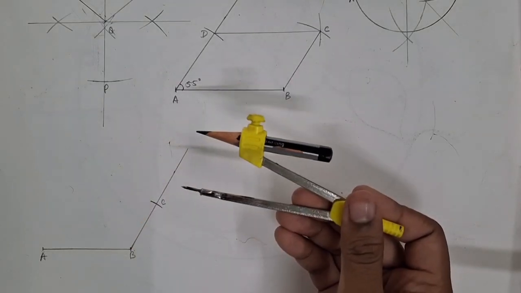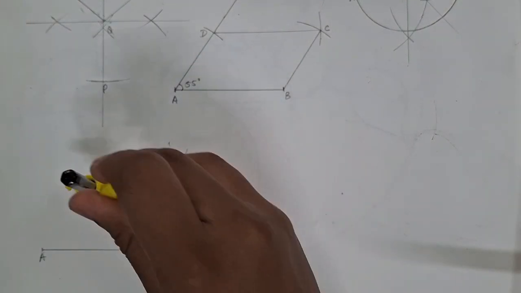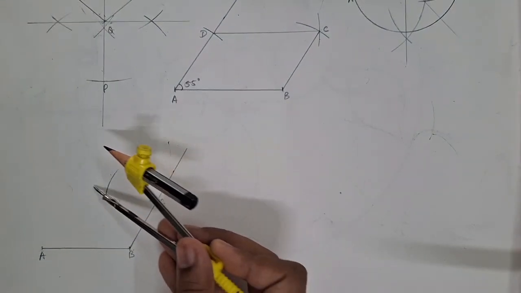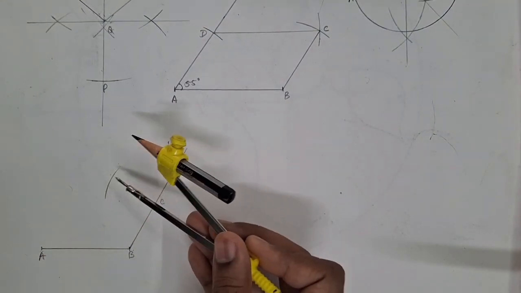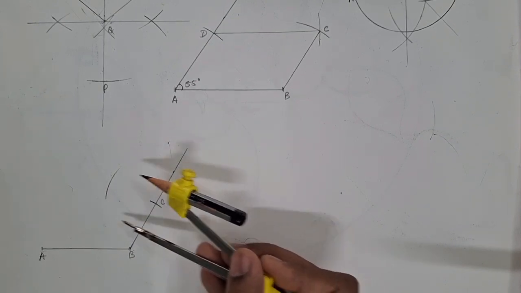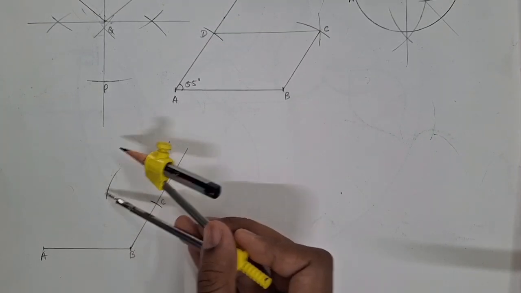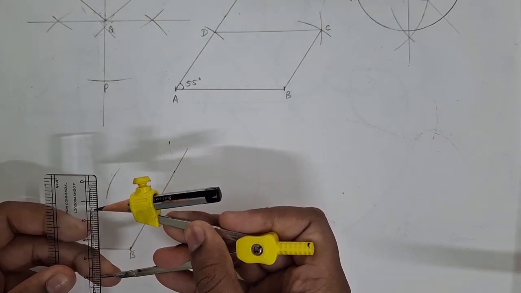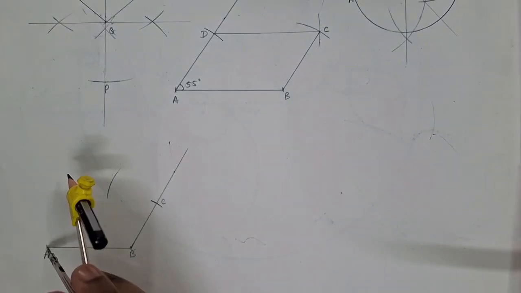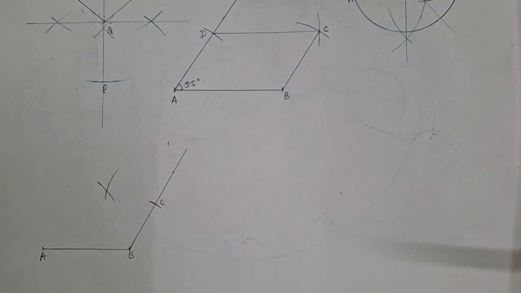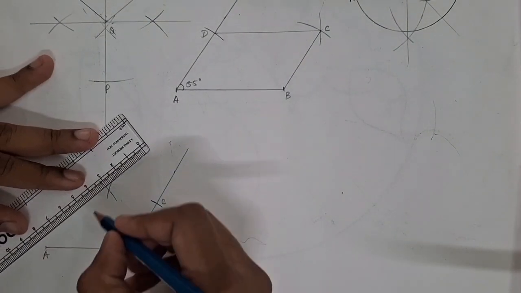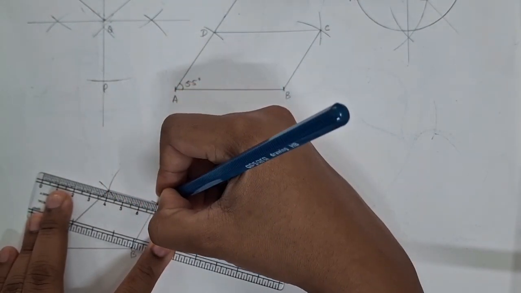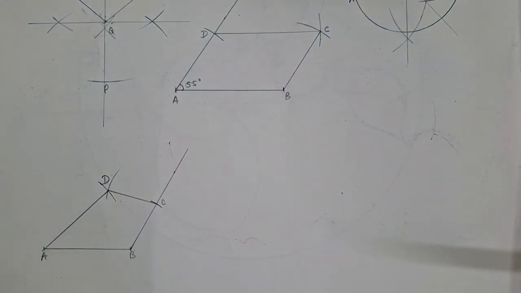Now with the same radius of 3 centimeter, I will again keep this on point C. Why on point C and not on point A? Because as I said, in a rhomboid, that is kite, the adjacent sides have to be equal. So this side has to be 5 centimeter and this side has to be 3 centimeter. So for this side I will again take a radius of 5 centimeter. From point A I will cut the previous arc. Now join the points. So ABCD is the required rhombus.